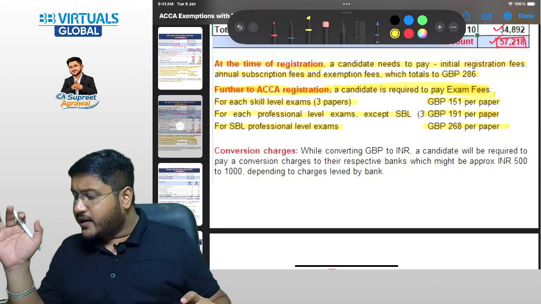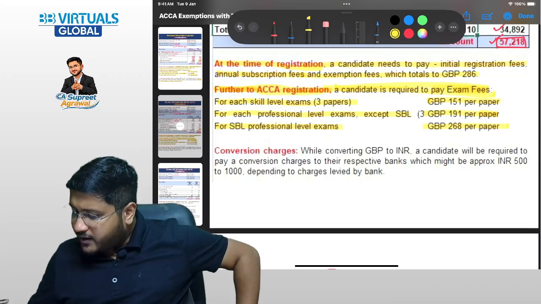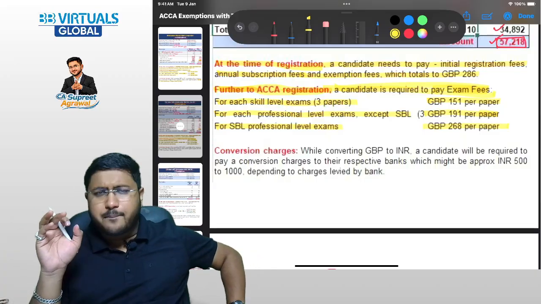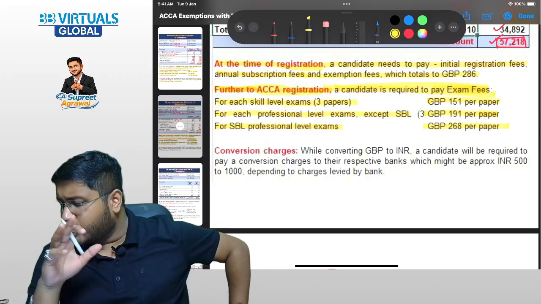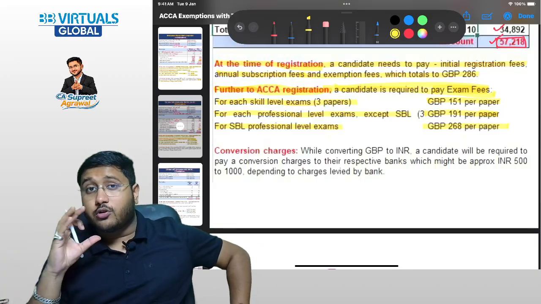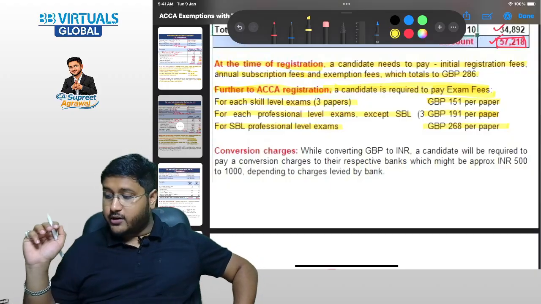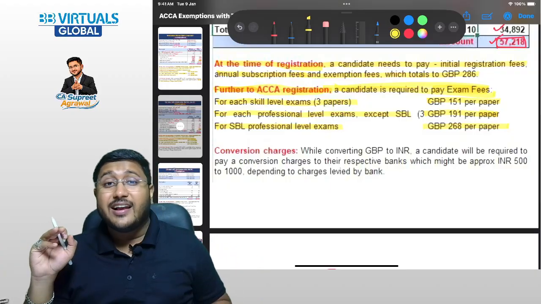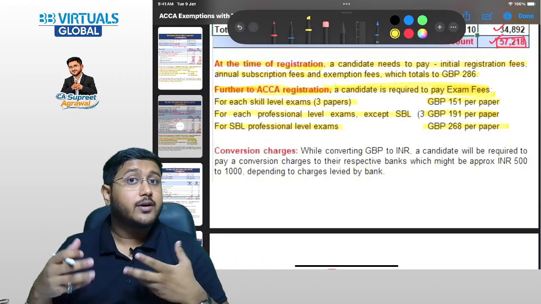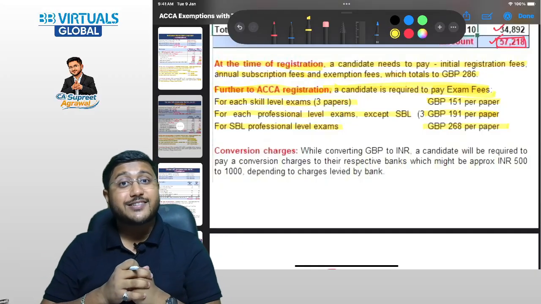So approximately 1294. Assuming an exchange rate of 122, that's approximately 1,57,868. So the total cost after the one-time fees that you will have to incur is 1,57,000. In less than 2 lakh rupees, you will be able to complete your ACCA qualification. So that's amazing, right?